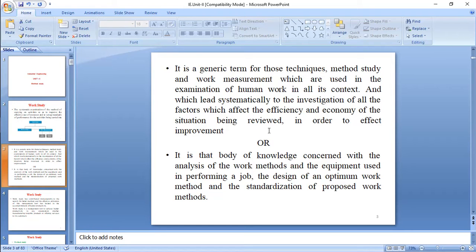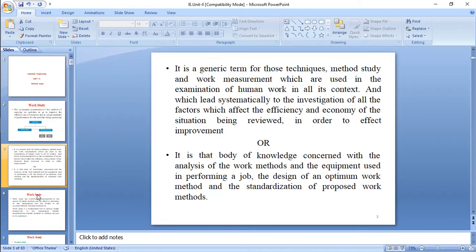Or you can say it is a generic term for those techniques, method study and work measurement, which are used in the examination of human work in all its contexts, and which lead systematically to the investigation of all the factors which affect the efficiency and economy of the situation being reviewed in order to effect improvement. So the objective is, if we need to improve the productivity, we need to set some standard methods. For this, we need to review the previous methods and implement some better or optimum way to execute those methods. So this is nothing but improving the productivity by using the resources in an efficient way. To improve the productivity, we need to set up some standard methods. So this is your work study. These are some definitions related to work study.